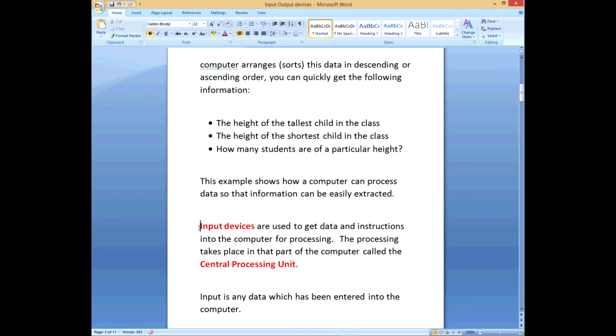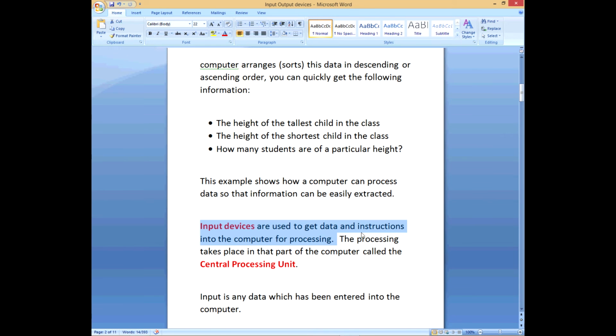All right, let's look now at input devices. Input devices are used to get data and instructions what? Into the computer for processing. So on the test I ask you, what is an input device? You're going to say what? These are devices used to get data and instructions into the computer for processing.